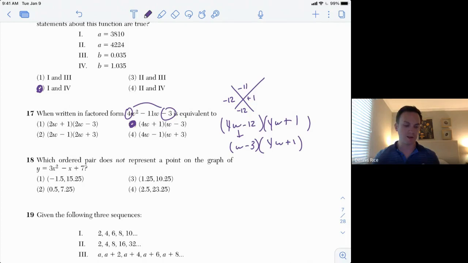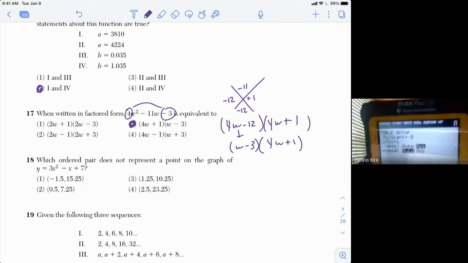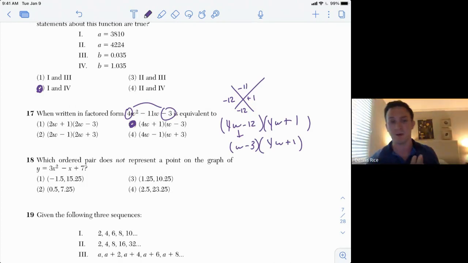Hit second window. The easiest way, you could mess with what your table goes by. That's delta table, if you want to maybe make it go by quarters or something. I find it easier to turn on independent to ask. Turn it on ask, now I could type in whatever I want. So your table is blank at first, but you could just type in all these different x values. And I'll show you what that looks like.